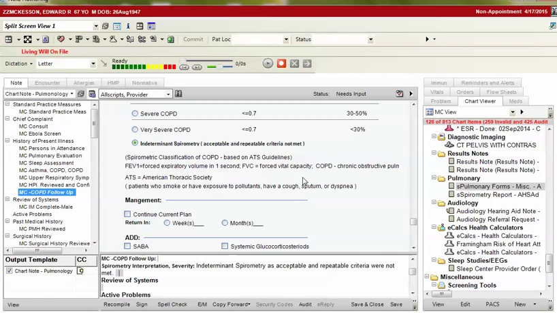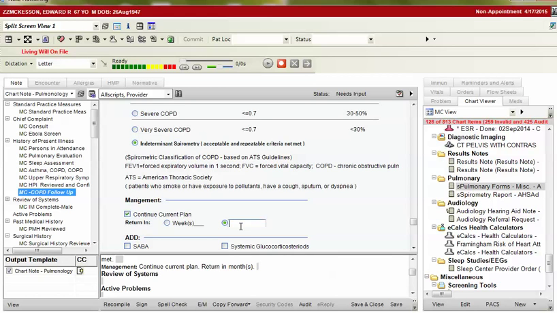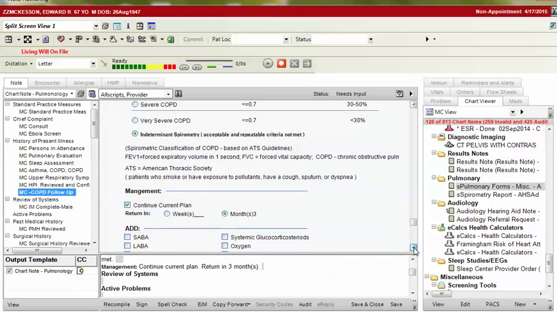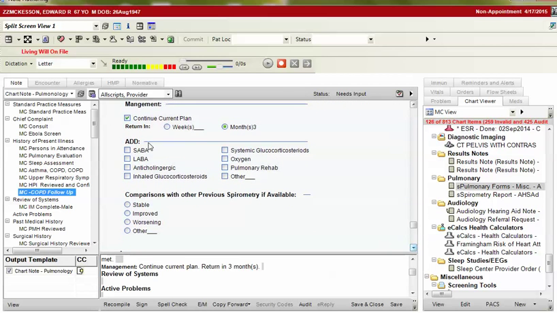The next segment of the documentation is management. If you're going to continue the current plan of care, you're going to check that box. It's important to check when you plan to follow up with your patient, either in weeks or months. You might add to the management. This may be a new COPD patient without very many symptoms, and you may feel comfortable adding a short-acting bronchodilator. Or this may be a follow-up patient who's already been on a short-acting bronchodilator and now needs an anticholinergic like Spiriva.